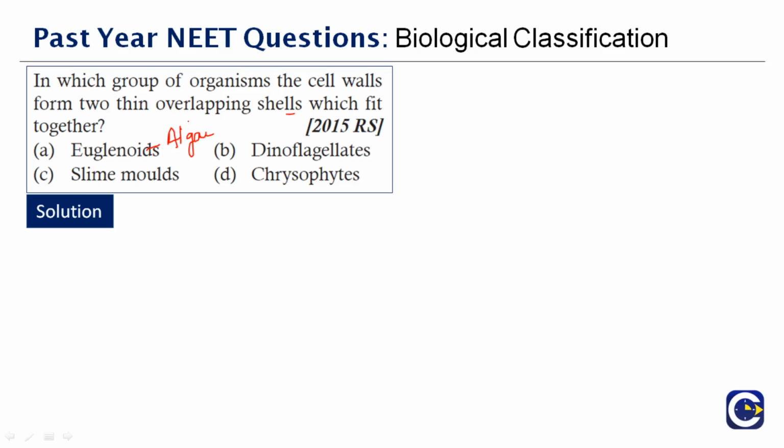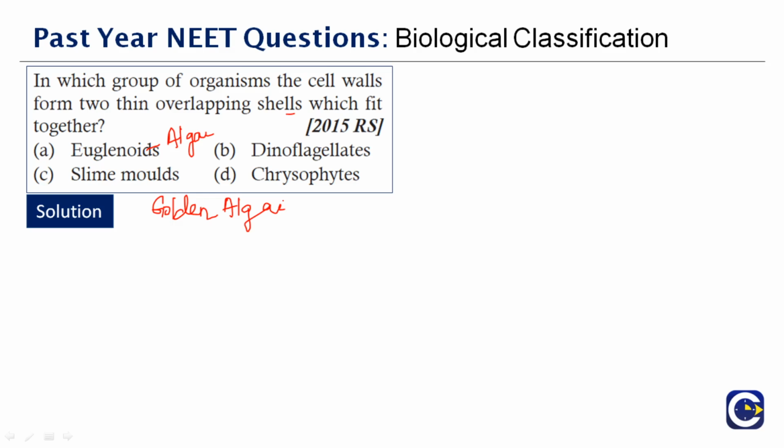What do you mean by chrysophytes? The other name for chrysophytes is golden algae. It's a golden brown alga, and they are a large group of algae found mostly in fresh water. They are commonly used to refer to single species, and scientifically they belong to the kingdom of Chromista. In this group of organisms, the cell walls form two thin overlapping shells which fit together.